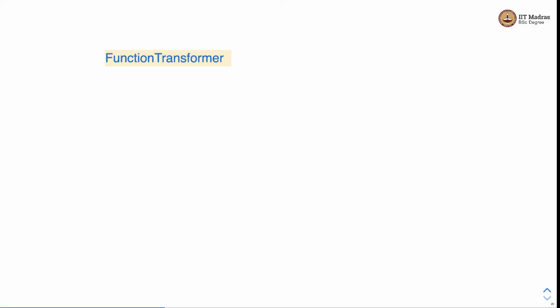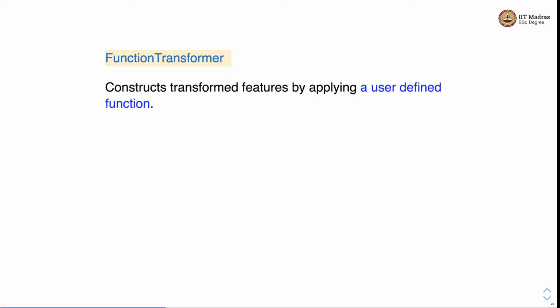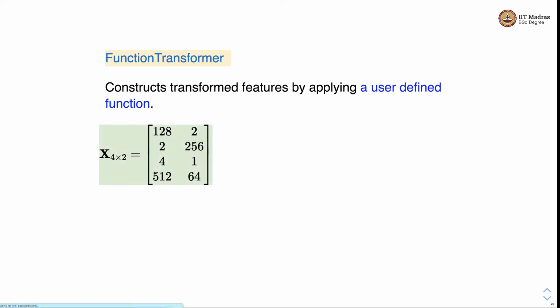So these are some specific feature scaling techniques that we are using. We can also transform the feature using certain transformers like log transform or square root transform or any other custom transformer of your choice. So here the FunctionTransformer helps us to construct the transformed feature by applying a user-defined function.